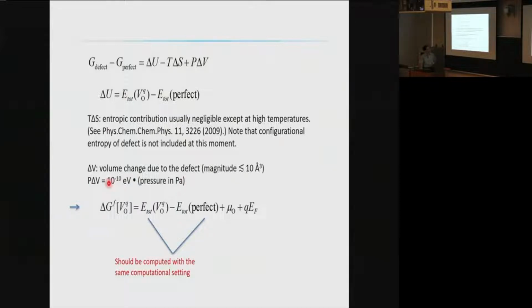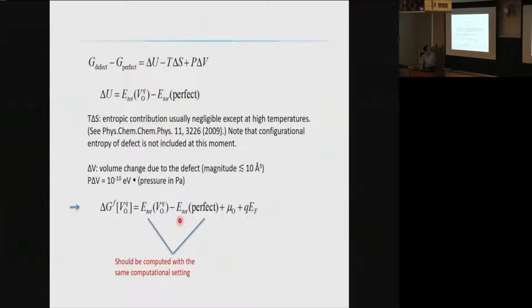All right. So in conclusion, you can ignore this T delta S and P delta V, and so conveniently this free energy change is equivalent to the internal energy difference between the defective cell and the perfect cell, which you can easily get from the first-principles calculations. All right. And we still have the other part, the oxygen chemical potential plus Fermi level.